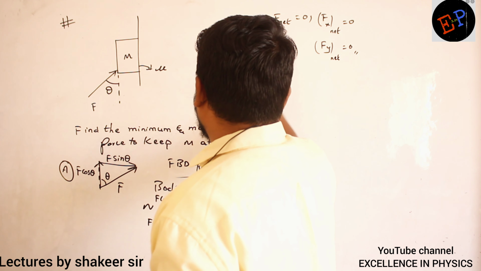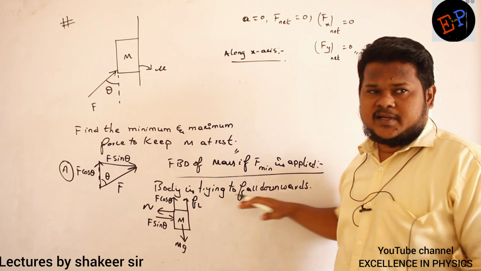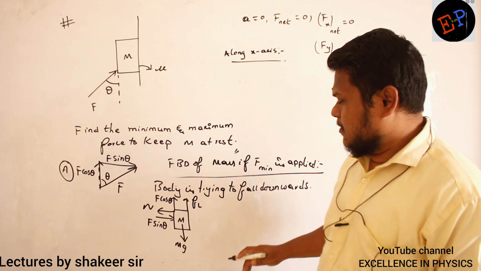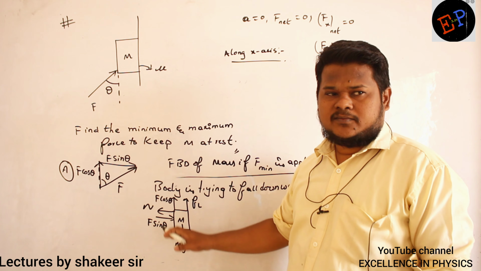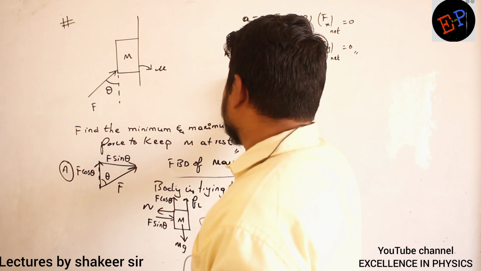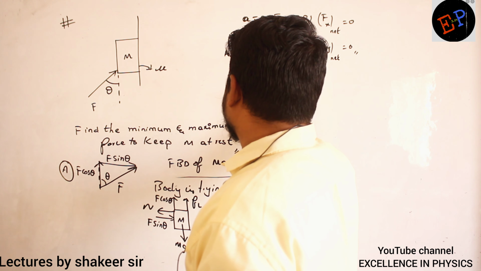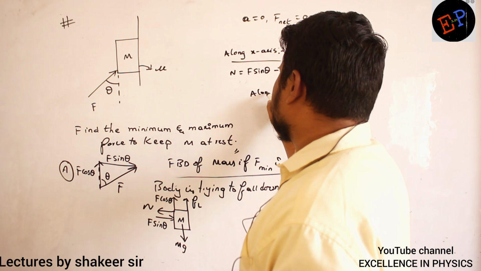how many forces are acting along the x-axis? One force is normal reaction, another force is F sin theta. They are equal, and they should be opposite also. So therefore, what I can say is normal reaction is nothing but F sin theta. So this is my first equation. Clear now? Now what are the forces which are acting along the y-axis?